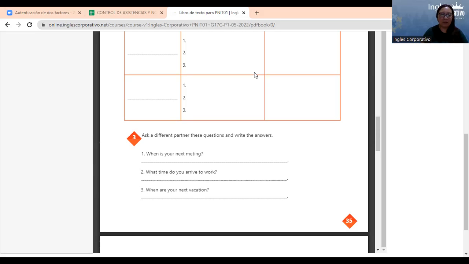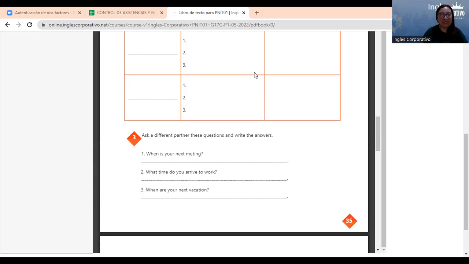Correct, Moisés. And number three. She next vacation is on her. Her next vacation is on August. August. Agosto se dice August. Así, August. Very good.